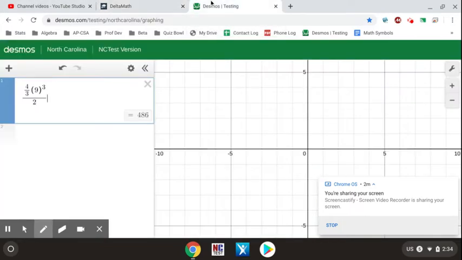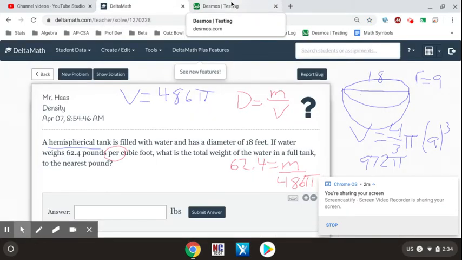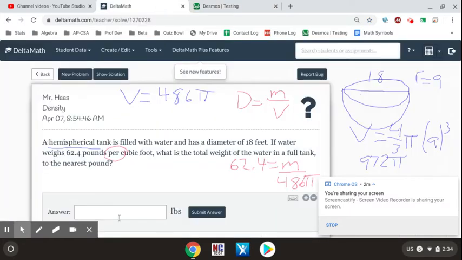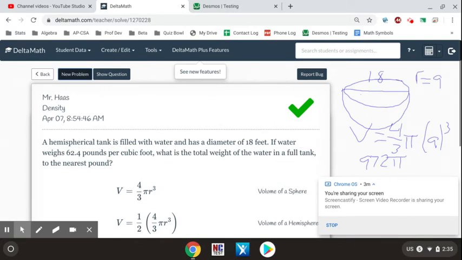So I'm going to go back to Desmos. And I'm going to take my 62.4. Let me double check, make sure I remembered the right number. Yes, and that's going to be multiplied by 486 pi. And multiplying my density times my volume will give me a mass of 95,273. And hopefully that will be correct. It did just want it to the nearest pound. 95,273. Let's see if that works out okay. And it does. And that's how we were able to get the mass.